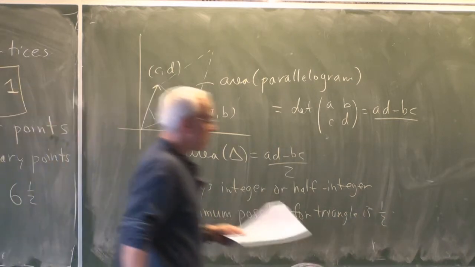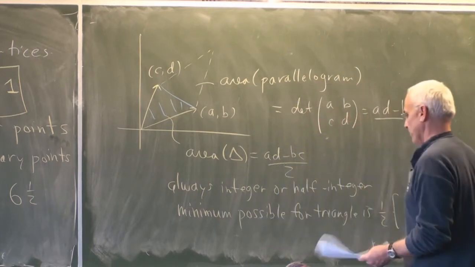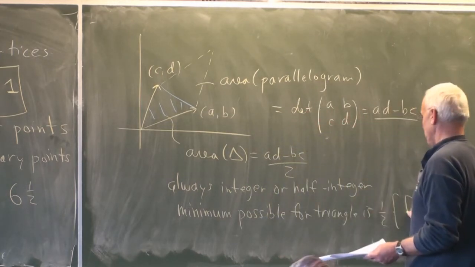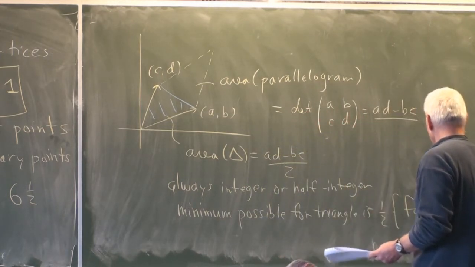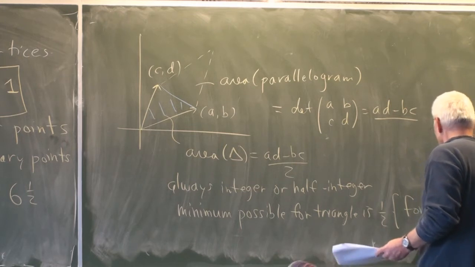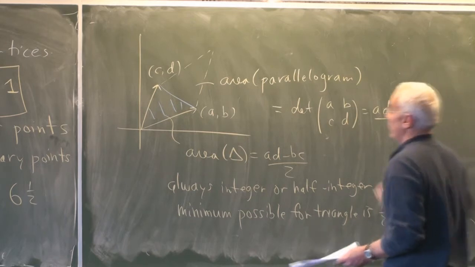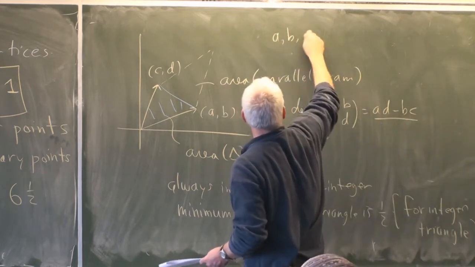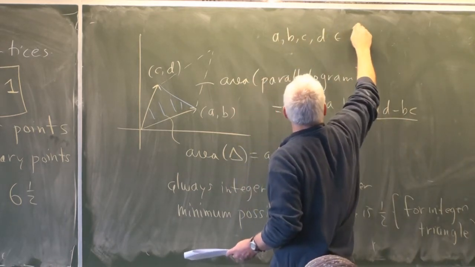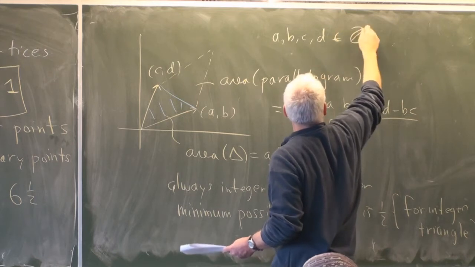Now, that's for integer triangle. In other words, I'm talking about the case when all these numbers A, B, C, and D are all integers.